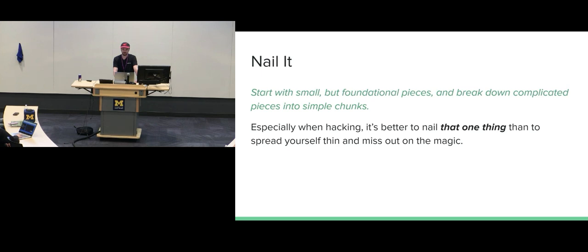And so that brings us to the second point, nail it. Start with something small, but foundational, and break it down, break the complicated pieces down into simple chunks. So some people call this agile development, some people call this fail fast, but really you want to get one thing right and then move on to whatever the next thing is.